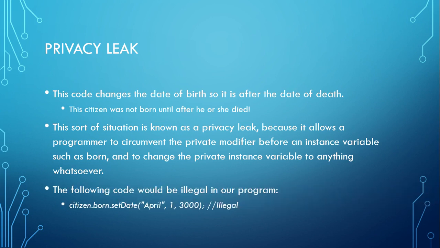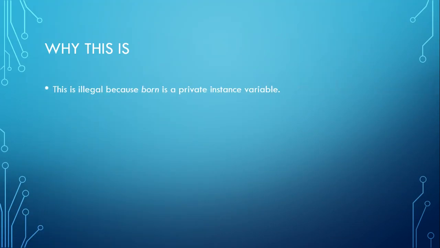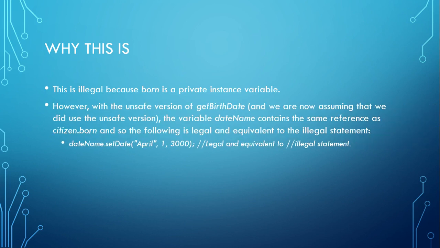The following code would then be illegal within our program: citizen.born.setDate(April 1st, 3000). That little snippet right there was an illegal line of code. Why is it illegal? Because born was a private instance variable.